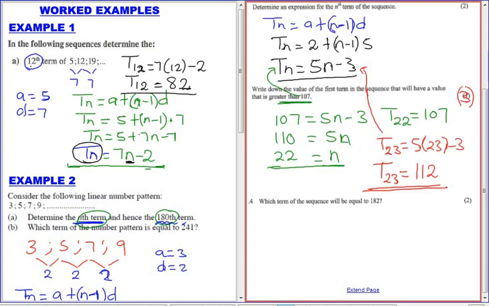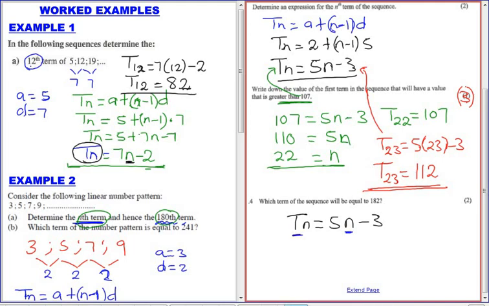Right? Now, which term of the sequence is equal to 182? So if I put this general formula here, let's just put it first, so you can tell me if you are understanding where 182 should go. So is 182 the position or is it the term?